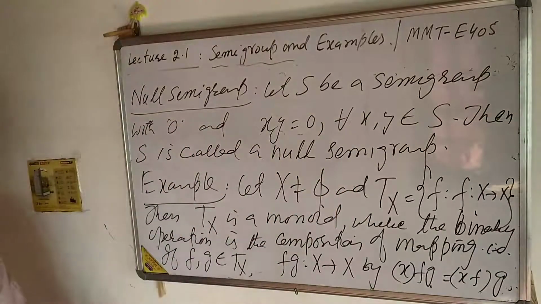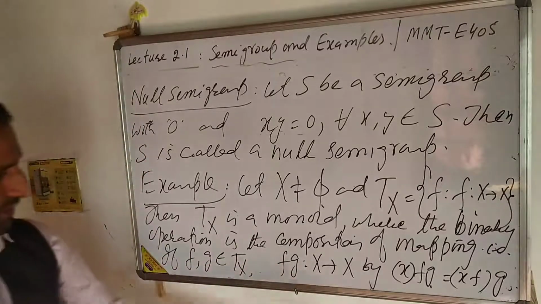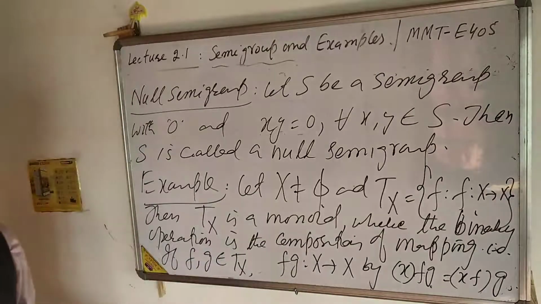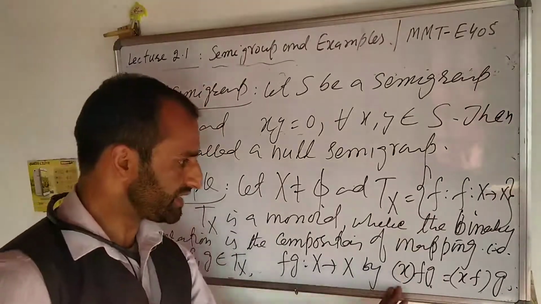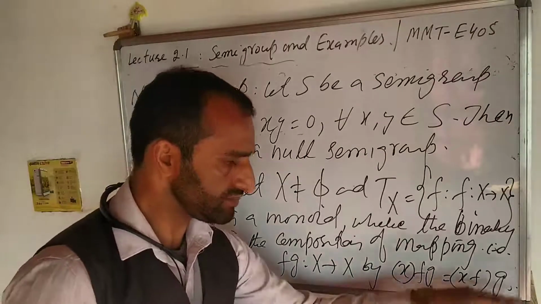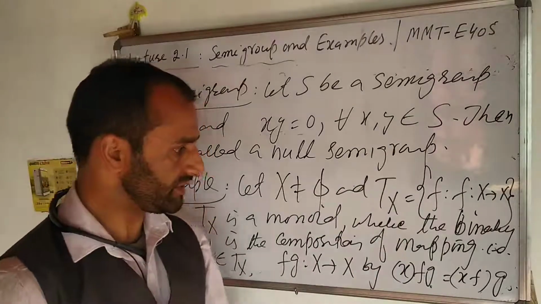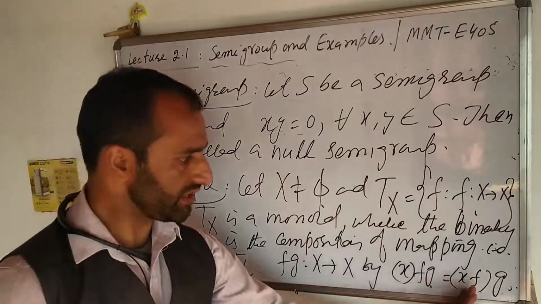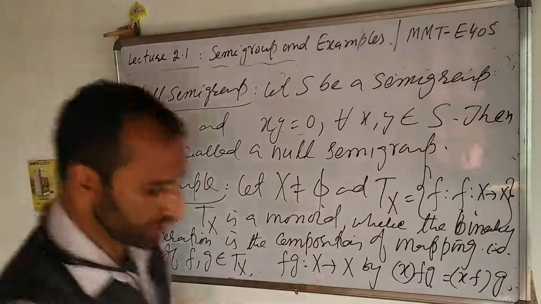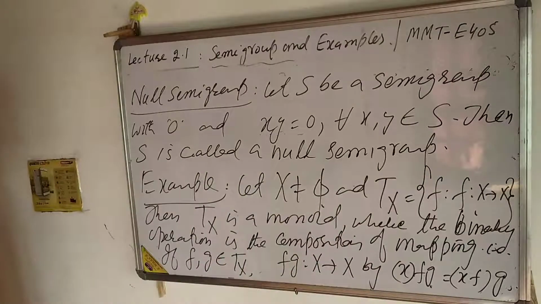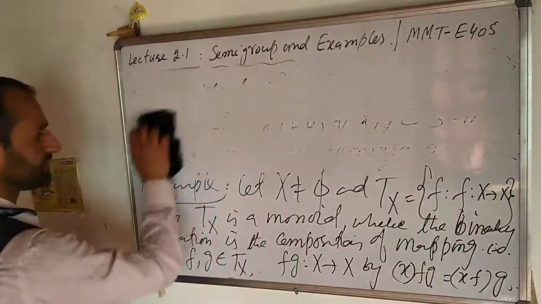So that's a composition. Clearly it's a map from X to X, because f is a map from X to X, g is a map from X to X. Their composition is also a map from X to X, which is defined by this. Actually, I already mentioned in lecture 1 that I would always write the element on the right hand side of the map. So this is a semigroup, and this semigroup is called the transformation semigroup, or we can say full transformation semigroup.